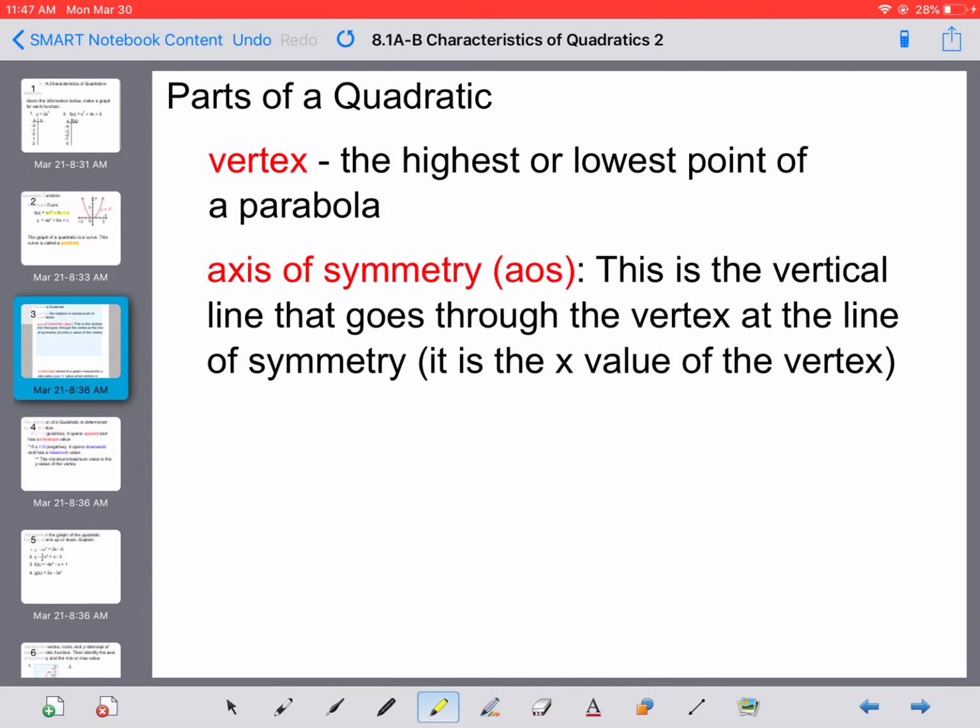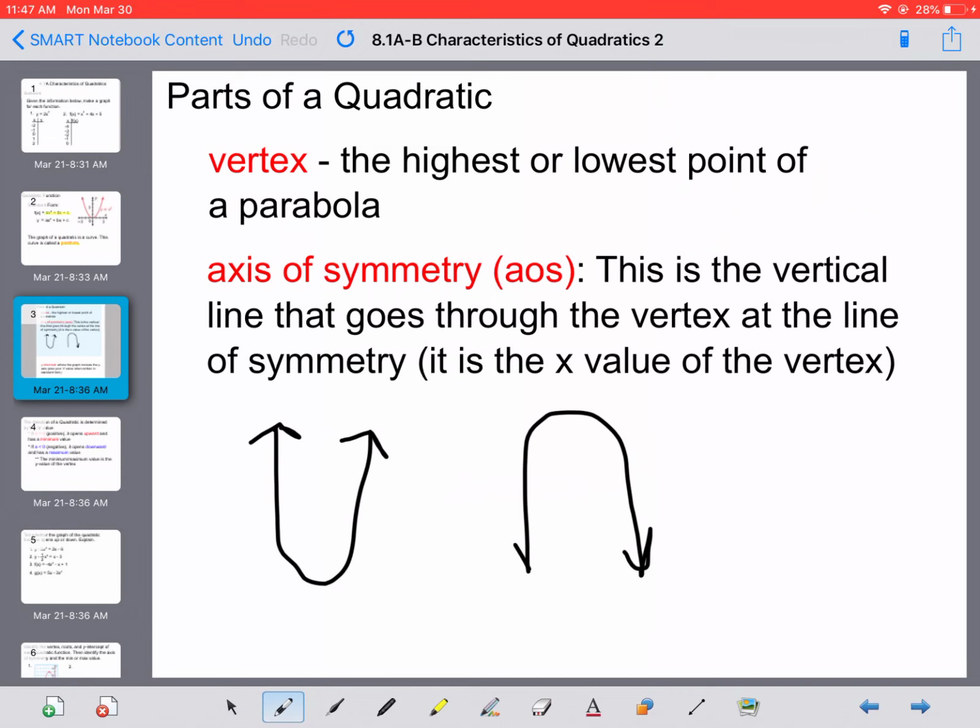The first characteristic that we want to talk about is the vertex. A parabola is either going to be opening up like that, or it's going to be a U that's opening down. Your vertex is the highest or the lowest point, which would be those points right there. All vertices are some ordered pair x comma y.